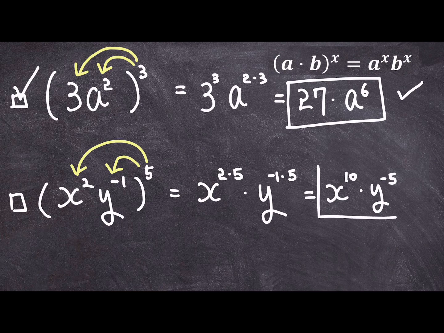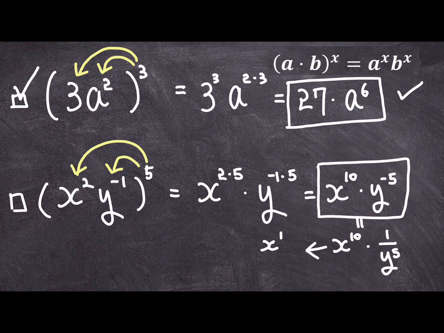Now I can say that's my final answer, but I can rewrite this in this way. X to the power of 10 times 1 over y to the power of positive 5, which should equal x to the power of 10 over y to the power of 5. So that's another answer that you can write. So both are correct answers to this second problem right here.